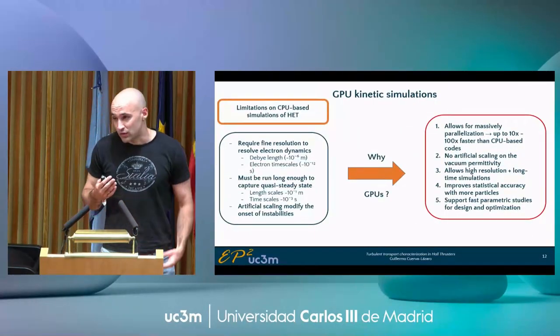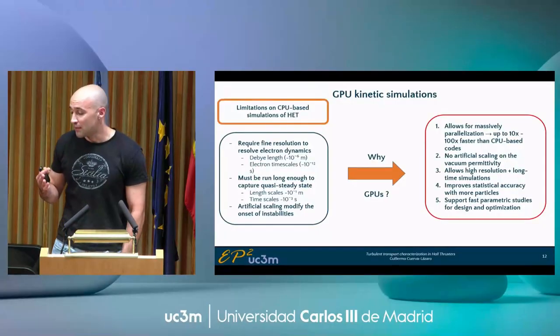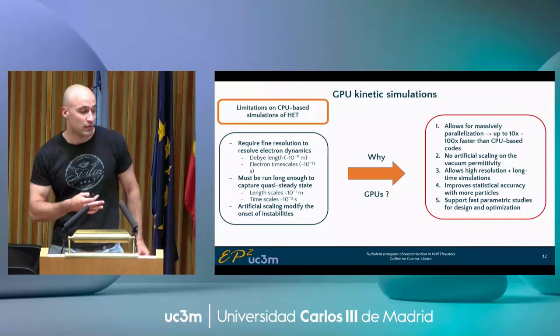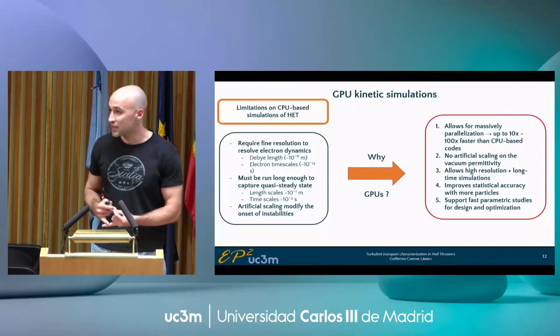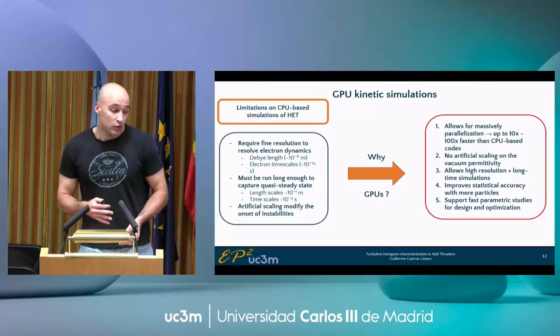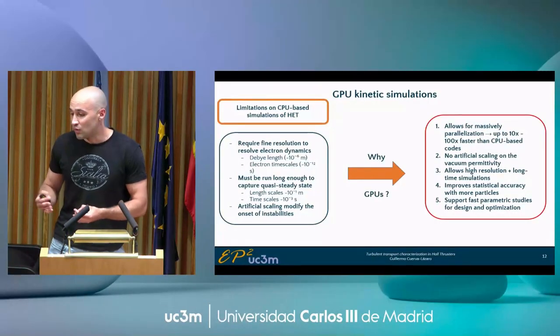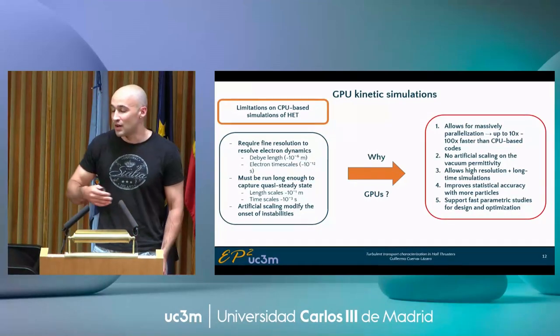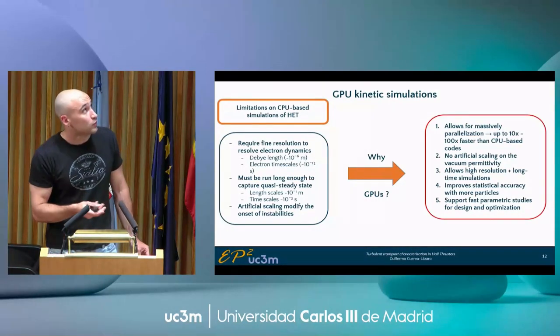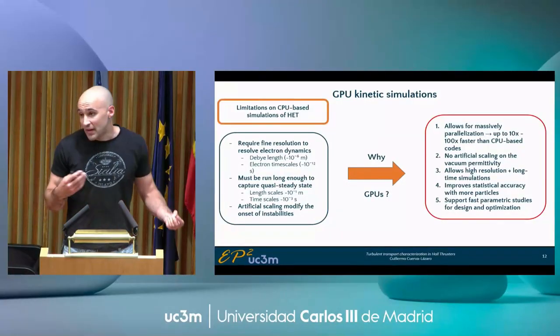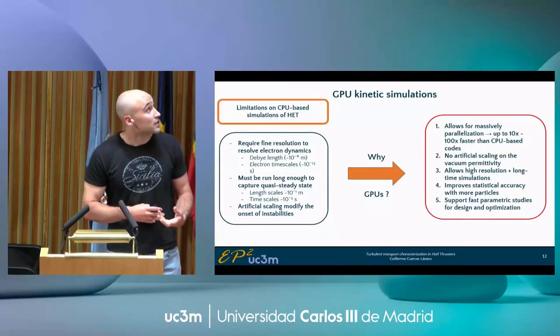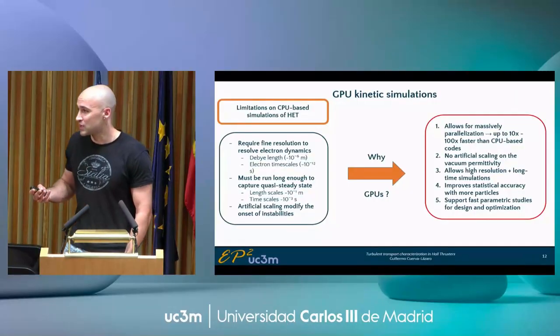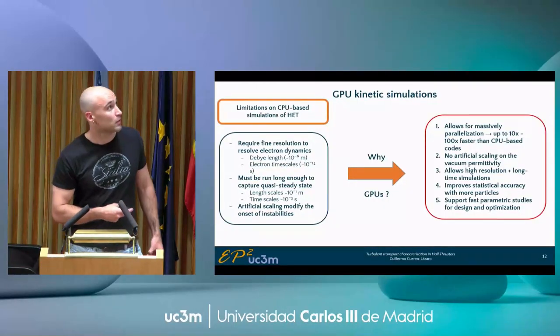So what are the limitations? Well, in a PIC code, you need to resolve electron dynamics, so their length scales and time scales, and you must also resolve the length scales and the time scales of the Hall effect thruster, which are way bigger in magnitude. Picasso does that by doing an artificial scaling, which can modify the onset of instabilities. It has been proven in the literature.